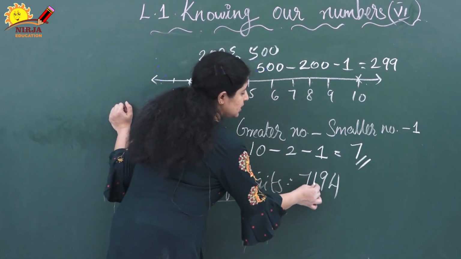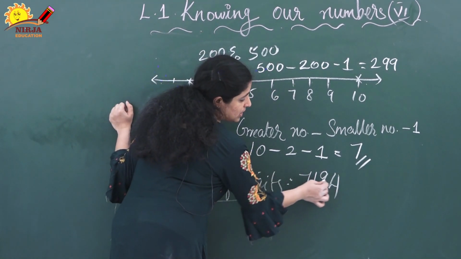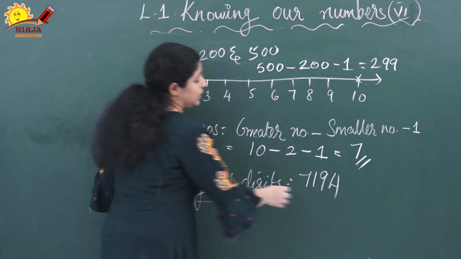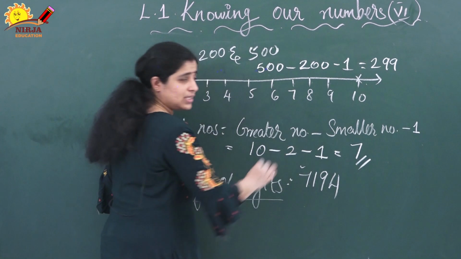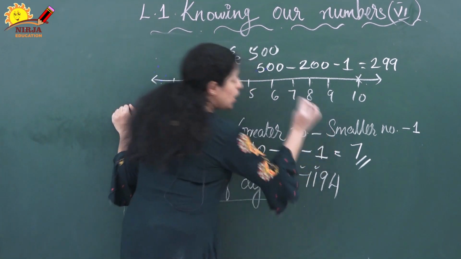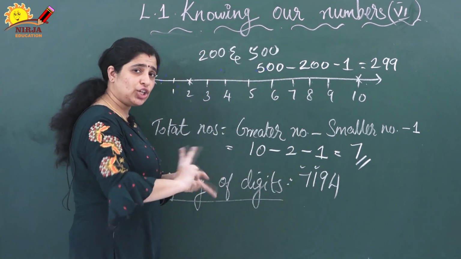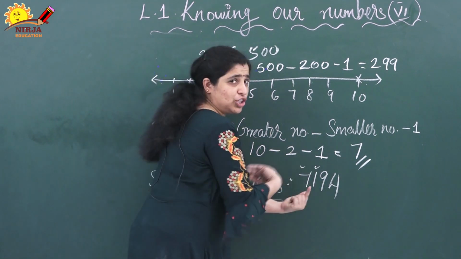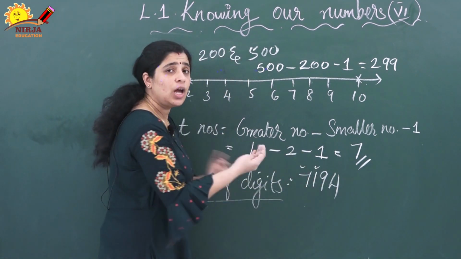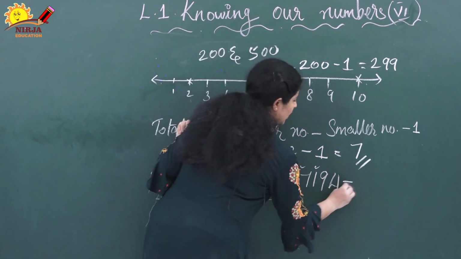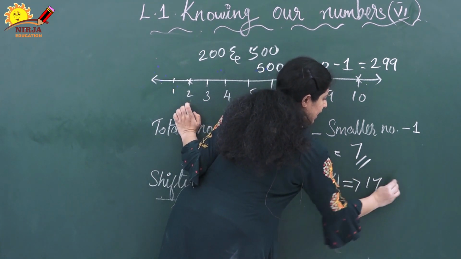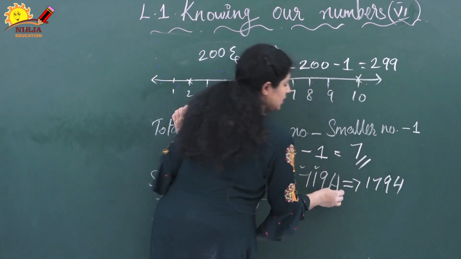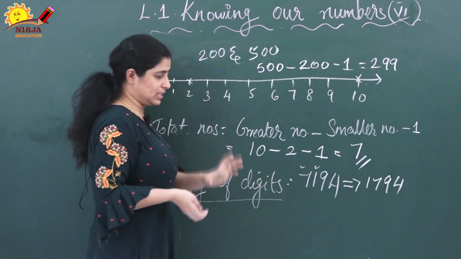Consider the numbers in thousands and hundreds place. Thousands place 1, 10, 100 and 1000. In thousands place 7 is there and in hundreds place 1 is there. So you can shift the numbers. Shift means changing the places. By shifting, what will you get? 1794. This number you have to keep as it is.